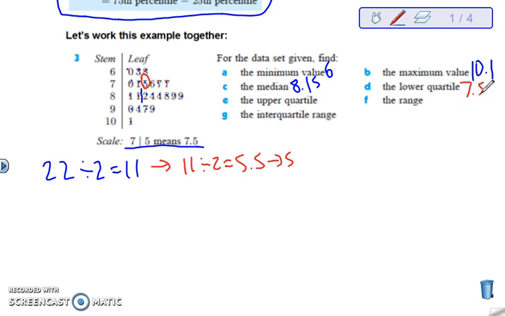Now I'll do it on the upper end. Count 5. 1, 2, 3, 4, 5. Then from the other direction, 1, 2, 3, 4, 5. Stop there. We notice we stopped on the 9. So 8.9.